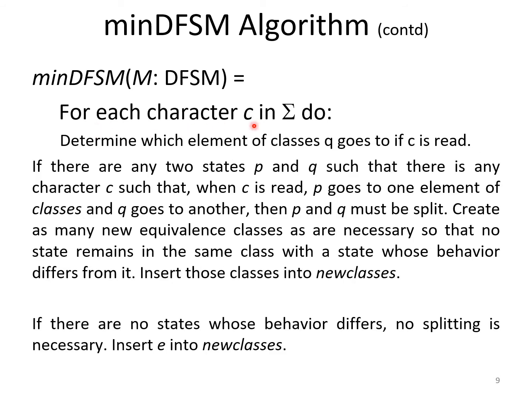Then, for each character c in Σ, determine which element of classes q goes to if c is read. If there are any two states q and p such that there is any character c such that when c is read, p goes to one element of the classes and q goes to another, then p and q must be split. Create as many new equivalence classes as are necessary so that no state remains in the same class with a state whose behavior differs from it.